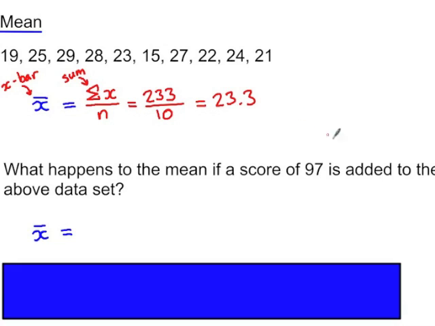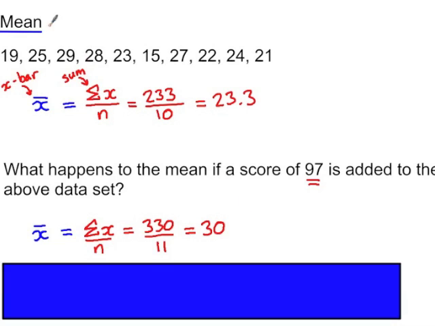Now we're going to see what happens if we add an additional score to the data. So if we add a score of 97, we now find that the sum of the scores is 330 and the number of scores has increased to 11. So the new mean is 30.